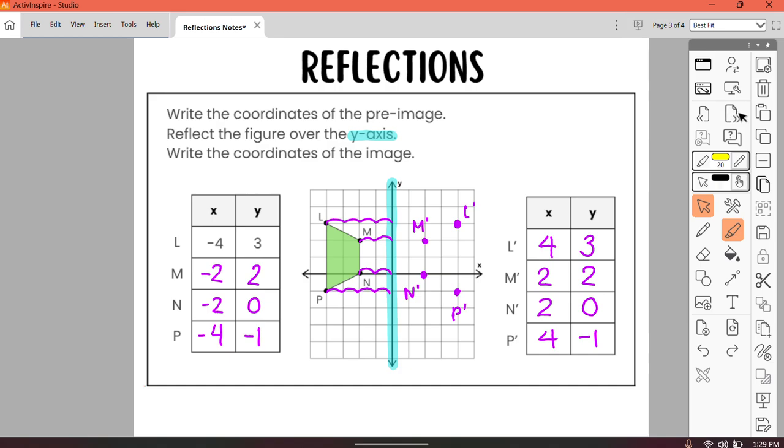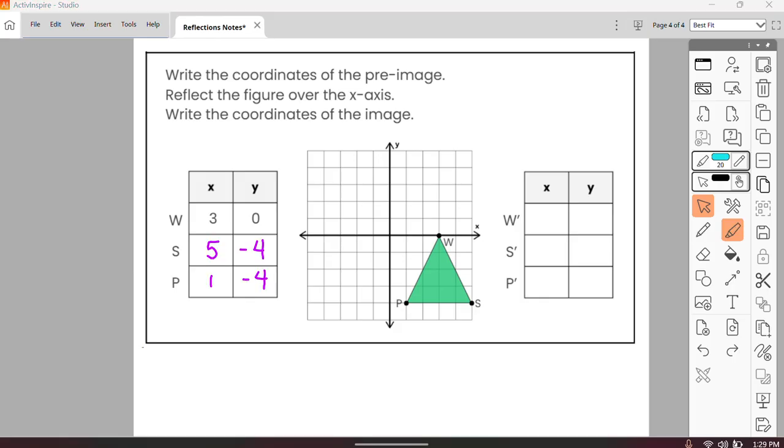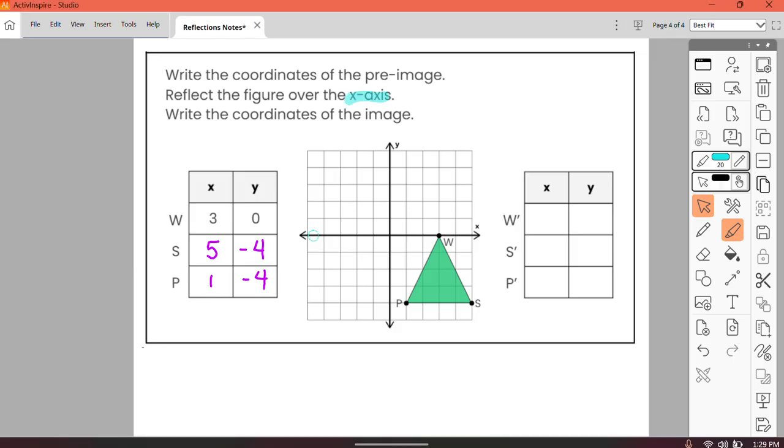Let's do one more. And here we have this triangle. So the first step is going to be to write out those coordinates. So again, I'm going to pause and write those out. And then this time we're reflecting over the x-axis. So I'm going to highlight the x-axis so that I don't mess up. All right, and then I'm going to count how far is each point from the x-axis.